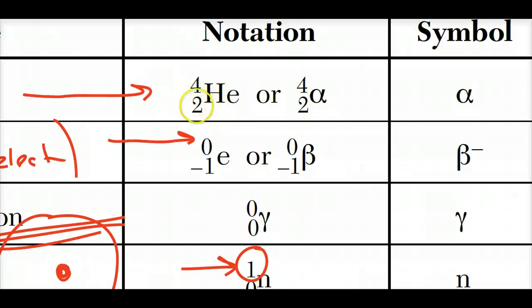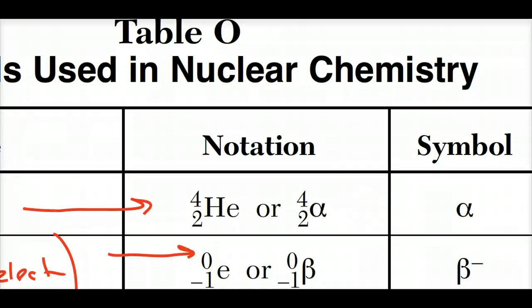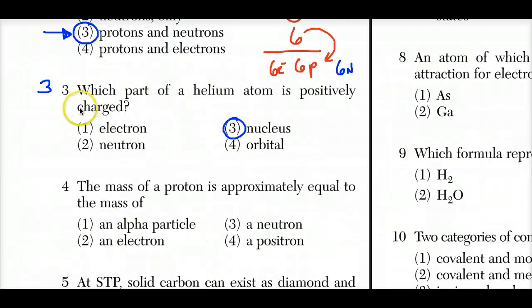That's what the 2 is here. Its atomic number is the proton number, and it's got a mass of 4. Well, why? There's 2 protons, 2 neutrons. As we've just talked about, neutrons and protons have the same mass. So it's a helium nucleus. So clearly the choice is 3. Not much more to talk about with that.